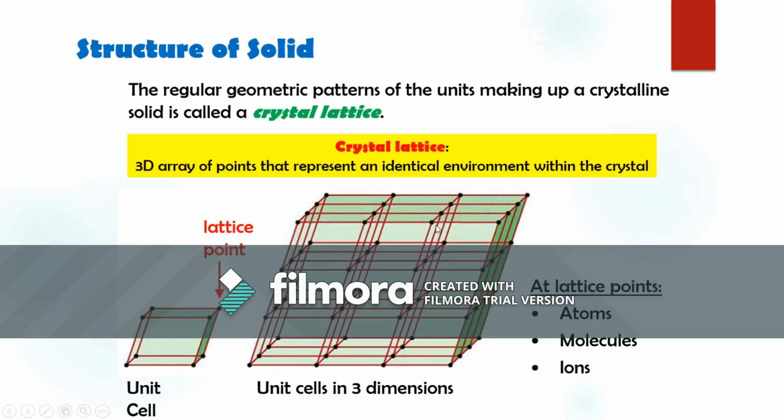Crystal lattice is the definition for a 3D array. It is a 3D array of points that represent an identical environment within the crystal. Crystal lattice is the regular geometric pattern of the units making up the crystalline solid, made up in three dimensions. The repeating unit we call the crystal lattice. The point at the edge of the crystal lattice is called a lattice point. One single unit of this is called a unit cell. A lattice point can be an atom, molecule, or ion.